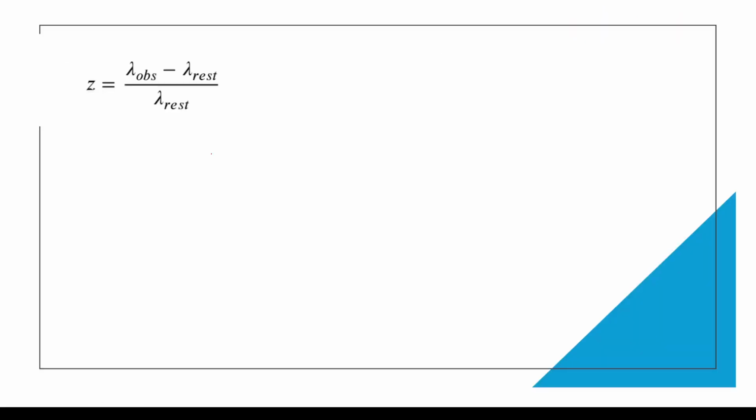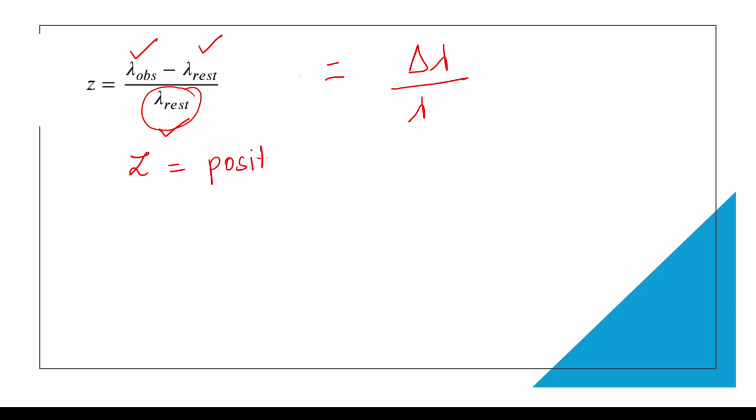Now this relationship, the ratio of difference in wavelength over original wavelength, is called redshift. So how did I get del lambda? Del lambda is the difference in wavelength, which is observed wavelength minus rest wavelength, divided by rest. This is a common mistake: you do not divide it by the observed, you divide it by the rest. If your z is positive, what does that show? That the observed wavelength is higher. So when the observed wavelength is higher, that means the star or galaxy you're observing is going away from us.